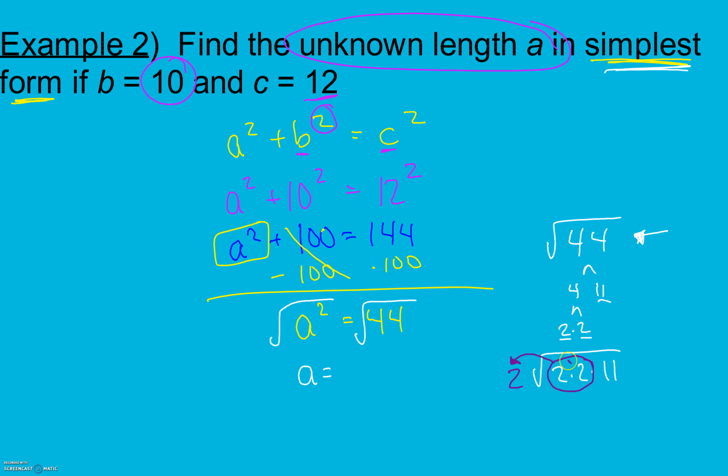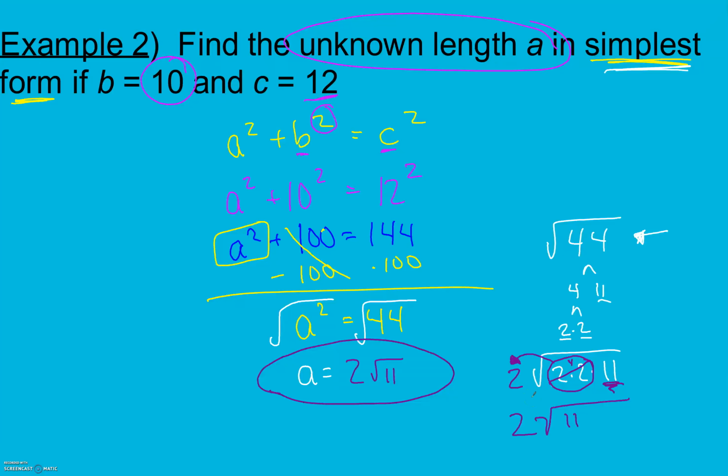Remember, 2 times 2 is 4, and when I take the square root of 4, I get 2. So outside, I've used those 2's. I have a 2. Inside, I still have an 11 that we haven't used. So the square root of 44 simplifies to 2 square roots of 11. Anything without a pair stays inside. Anything with a pair goes outside, as a pair of 2's, so we just write it as a 2.